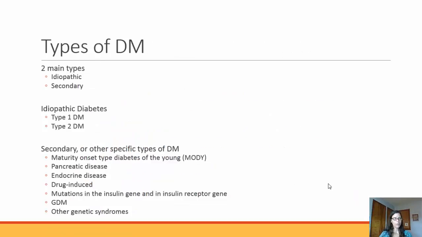Okay, so we have a couple of main types of diabetes. We have idiopathic and secondary. Normally when we think of diabetes, we think of idiopathic, type 1 or type 2 diabetes. However, we can also get a secondary type of diabetes, and secondary means that the diabetes is secondary to some other reason. So I could have an endocrine disease, I could be taking medication that's causing diabetes, or I could have diabetes from my pregnancy, gestational diabetes.